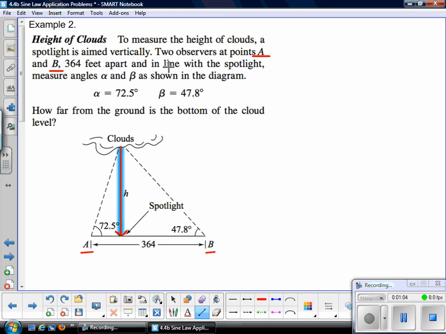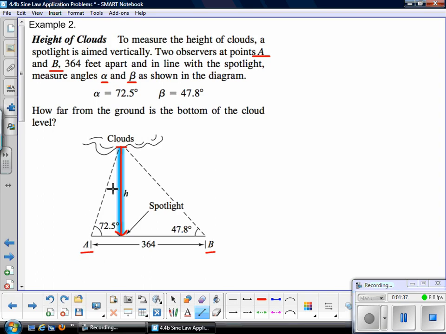And we're also told, in line with the spotlight, measure angles. These are Greek letters as shown in the diagram. So we have 72.5 degrees and this person measures 47.8 degrees. The question is, how far from the ground is the bottom of the cloud level? So we're after how far that is, from the ground up to the bottom of the clouds.